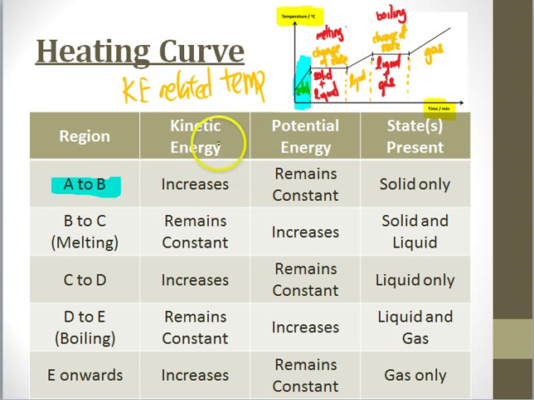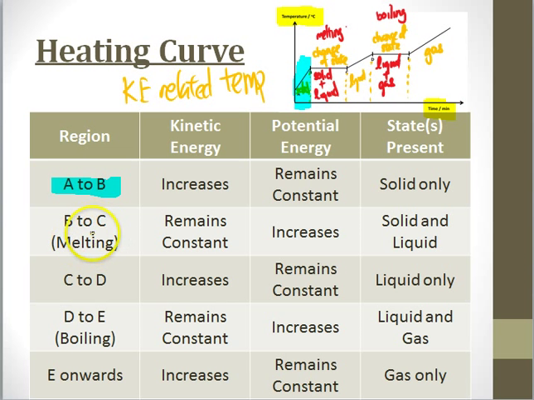And when the KE increases, the potential energy remains constant. If you look across all of this here, you realize that when one of them increases, the other one is constant. So just remember, only one of them changes each time. So in this case, from region A to B, the kinetic energy increases, but the potential energy remains constant. As I've said just now, only the solid state is present.